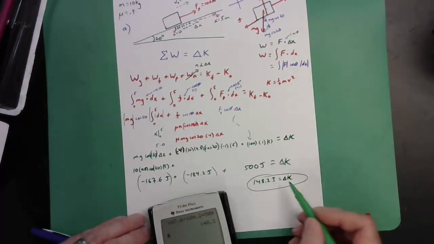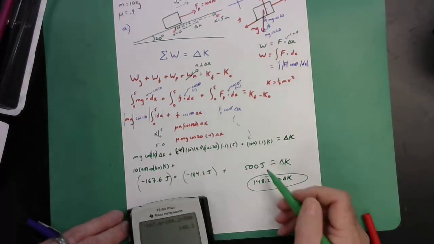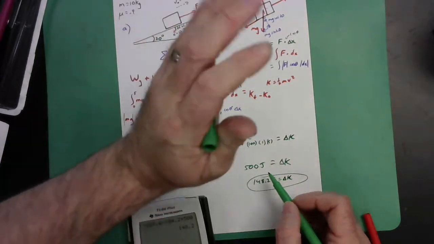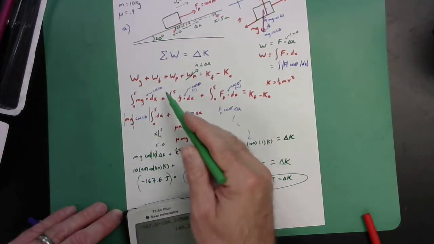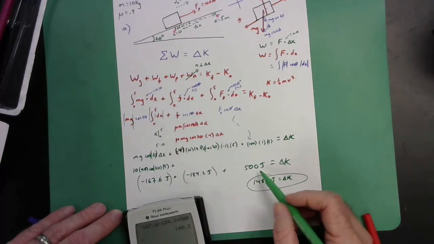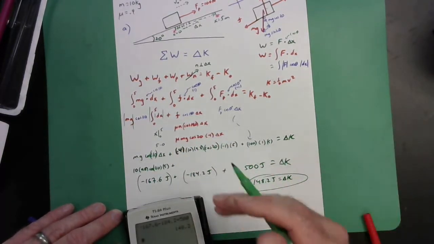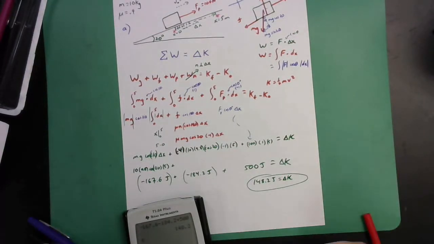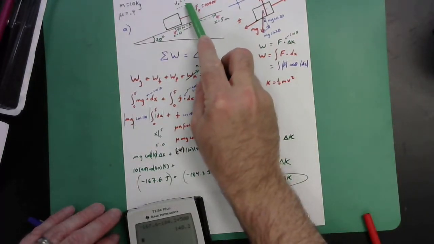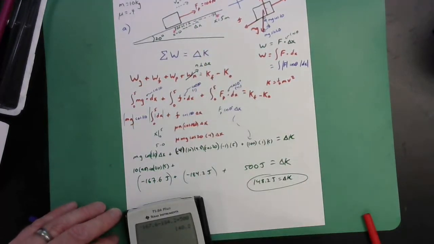Notice I'm getting a positive. The amount of work put in by that pushing force is bigger than the amount of energy taken out by those other two forces, friction and gravity. So overall, this is gaining kinetic energy. That block, that crate, as it goes up the hill, is going to be moving faster and faster. We're expecting our final velocity to come out bigger than 1.5 meters per second.